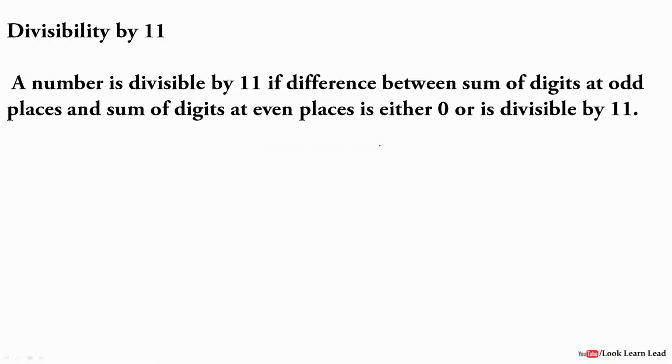The next one is the divisibility rule of 11. In this case, suppose you have a number like 1, 2, 2, 1. We have a number like this.